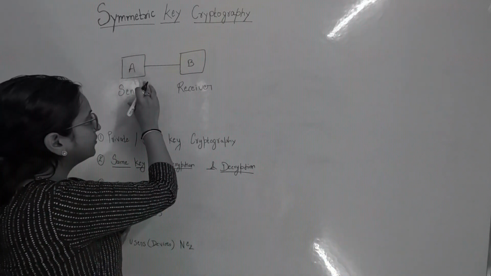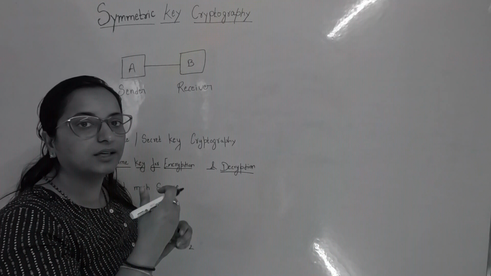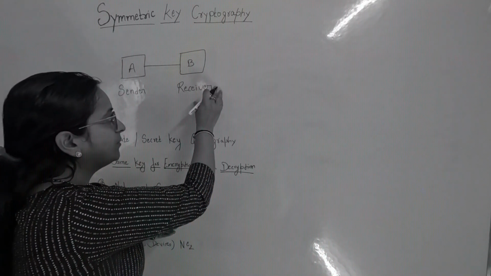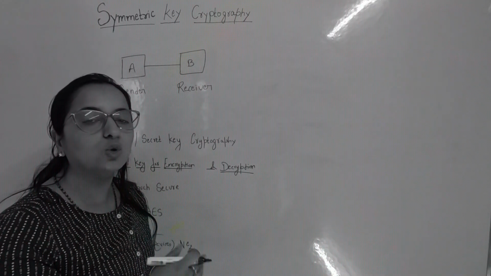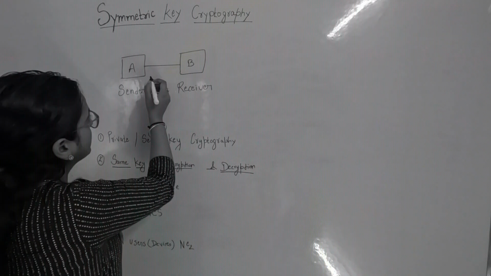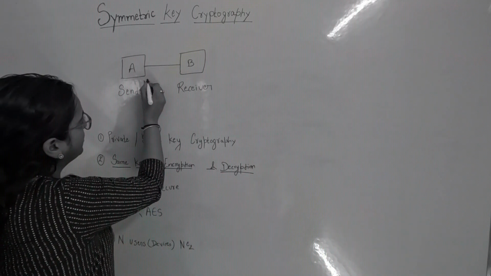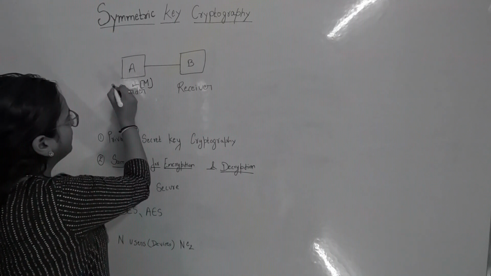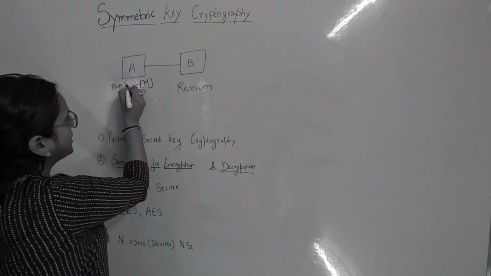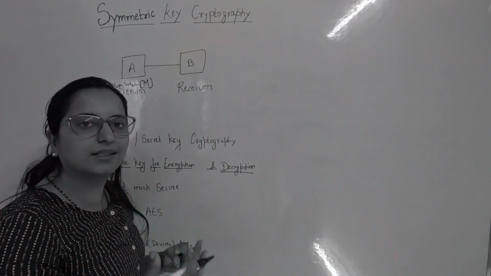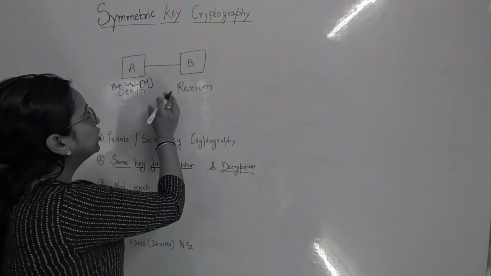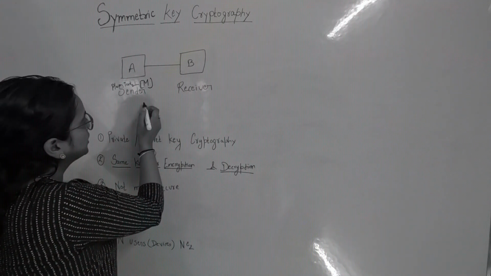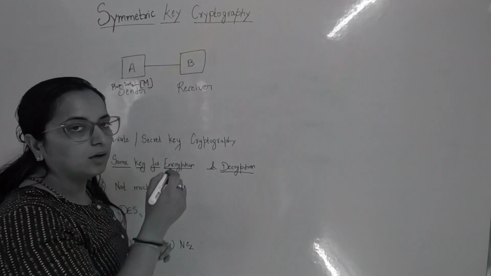The same key will be used to encrypt that message, and the same key at the receiver B will be used to decrypt that message. Let us suppose A wants to send a message M to the receiver B. M is basically plain text, like hello or any other message it wants to send to B. Now it will convert it to a cipher text.